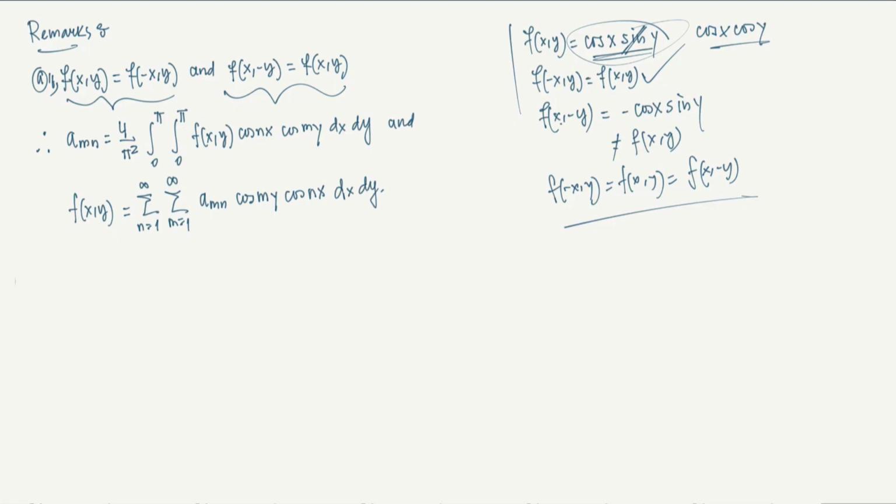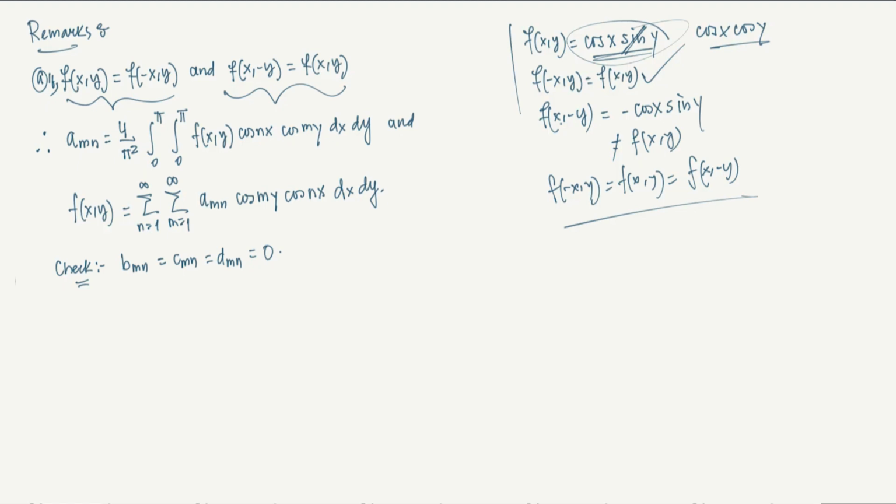Now the question is this: what happens to the other coefficients? Please check this part. Check that the other coefficients b of mn equals c of mn equals d of mn, which equals 0 for all m and n, right? I will not be doing all of it, but let me give you an idea.